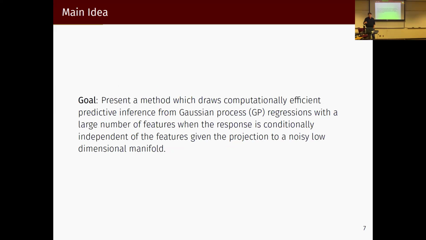But here's another statement of what we're doing. I'm going to present a method which draws computationally efficient predictive inference from Gaussian process regressions for a large number of features when the response is conditionally independent of the features given the projection to a noisy low dimensional manifold. I've been trying to figure out how to show mathematically what all of this means, but it got pretty technical. So really the intuition is that the data is really this low dimensional thing, but it's coming to you in a high dimensional form.